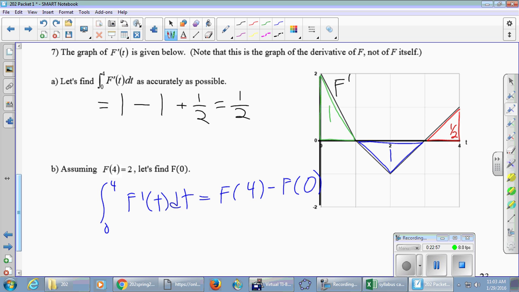Okay, so let's start replacing these with some numbers. We've already calculated the area under the curve. The signed area is 1/2. That's what we did up above. So this thing ultimately is exactly a half. F of 4 was given in this problem as 2. F of 0, we're going to find. So either do some algebra or just look at it: 1.5 or 3/2. Is that okay?